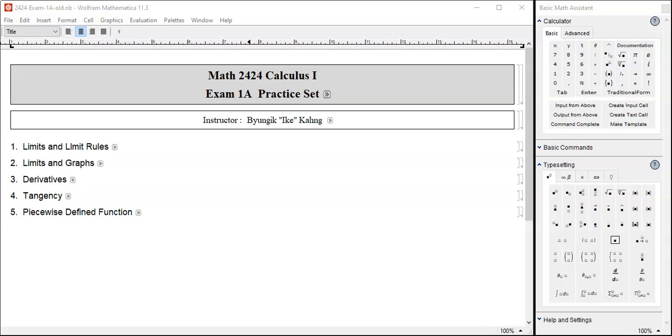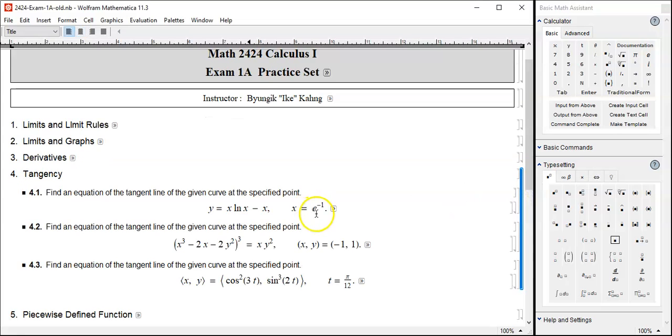Hello students, welcome back. Let's go to tangency problems. Usually these are the toughest types of problems, but as a matter of fact, in this particular case, not that hard because many of the difficult parts are already done in part 3, derivatives. Let's see.